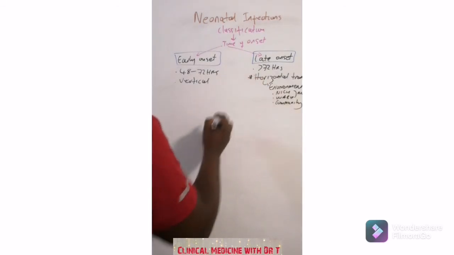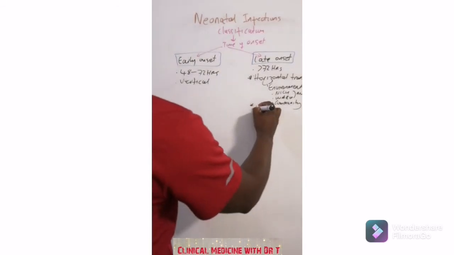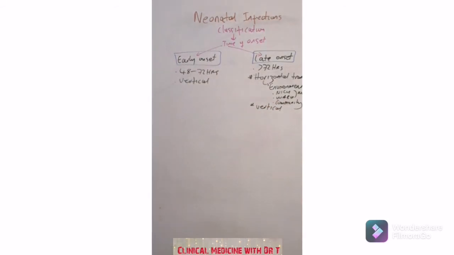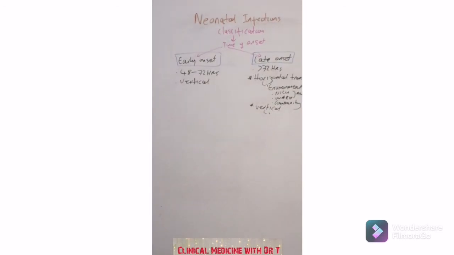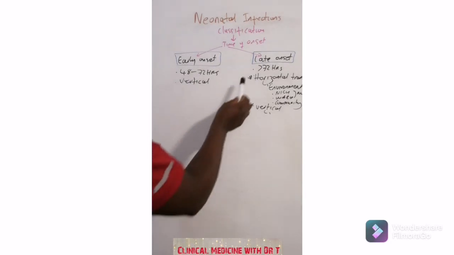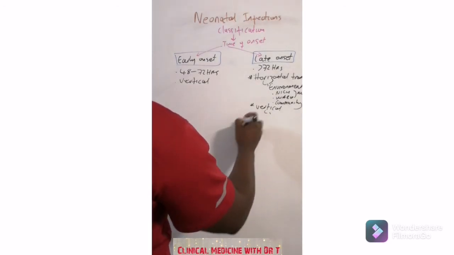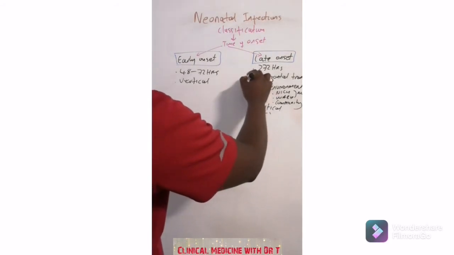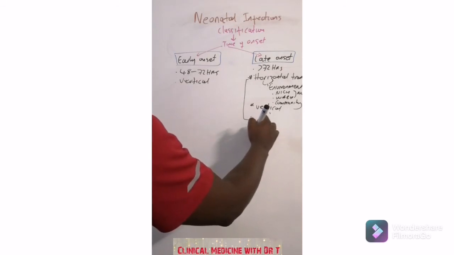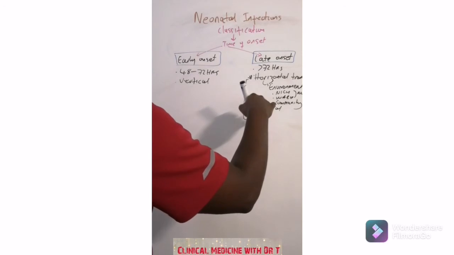So we said horizontal is the most common, but it has been proven that even vertical does cause infection. I'm just going to explain the way they explain it. During delivery the baby can get colonized. Remember, if you are colonized, you don't necessarily have an infection. So from that colonization, an infection can develop a couple of days later. So that's how they explain it. But the most common one is the horizontal, where the baby usually gets infected in the environment.